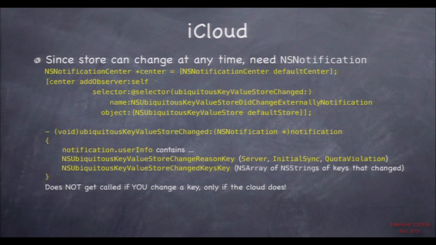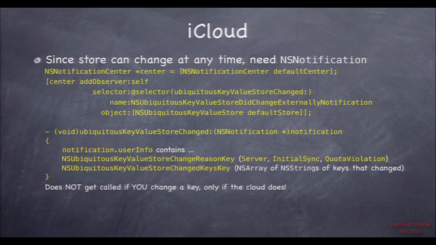So how do you find out when your key value store changes? You've got this default store, and you don't immediately get the latest changes. It comes down at a certain time. And how do you find out? NSNotification. The notification you sign up for here is called NSUbiquitousKeyValueStoreDidChangeExternallyNotification. And you just sign up to get that.